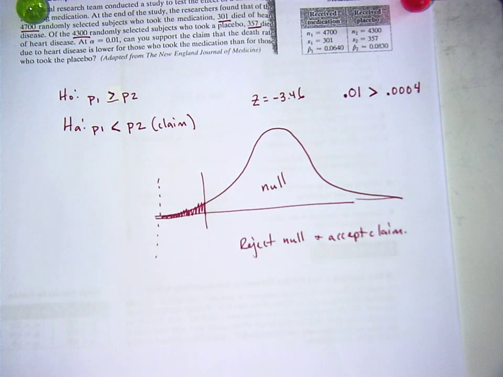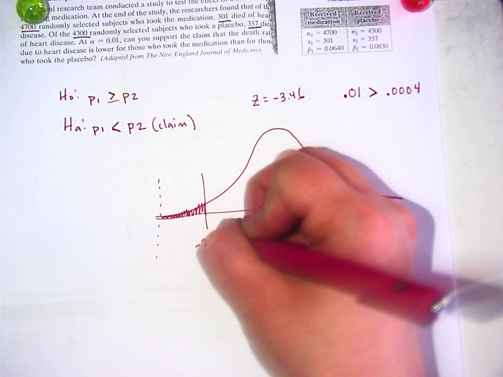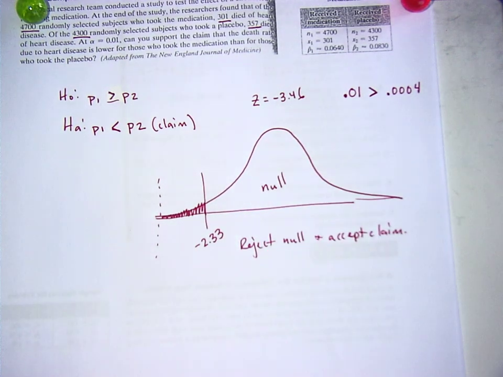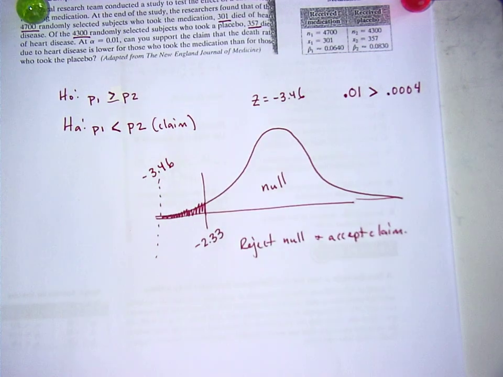If you wanted to look up the actual number, I believe if you look up on A16, 0.01, it would be negative 2.33. And this would be negative 3.46. So that obviously hit the rejection region, which is why you reject the null.